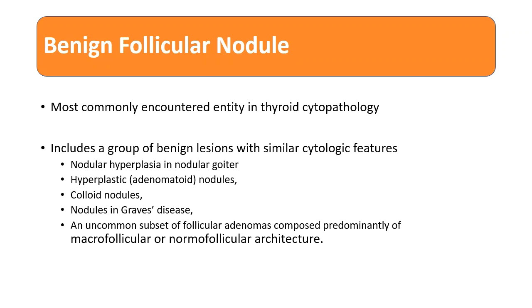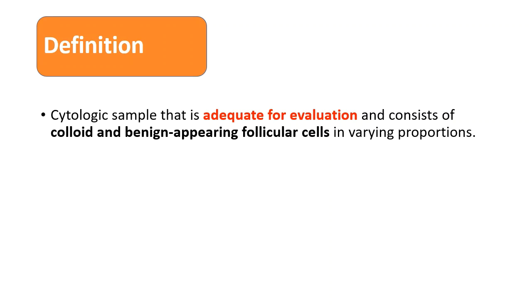So what is the definition of a benign specimen or benign follicular nodule? It is a cytologic sample that is adequate for evaluation and consists of colloid and benign appearing follicular cells in varying proportion. So first, it should be adequate for evaluation. The adequacy criteria should be met, and there should be both colloid and benign appearing follicular cells in varying proportions.